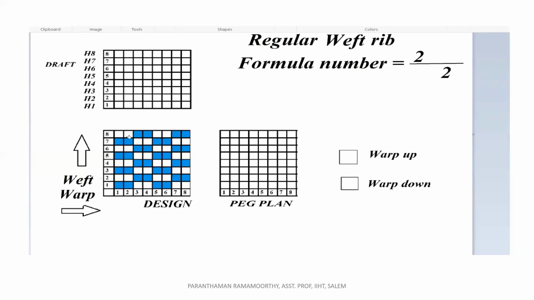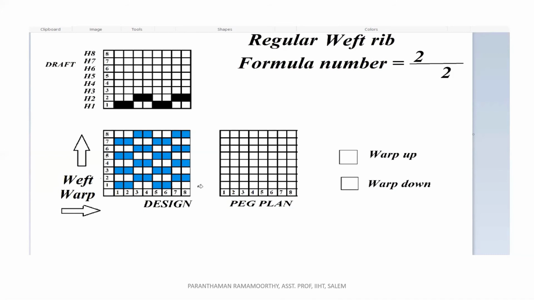The design is over now. Next, the drafting arrangement. The first 2 ends are the same, so we can draw these 2 ends in the first heald frame. The third and fourth ends are different from the first 2, so those 2 ends are drawn through the second heald frame. The fifth and sixth go in the first heald frame, and the seventh and eighth are the same as the third and fourth, so they are drawn through the second heald frame.